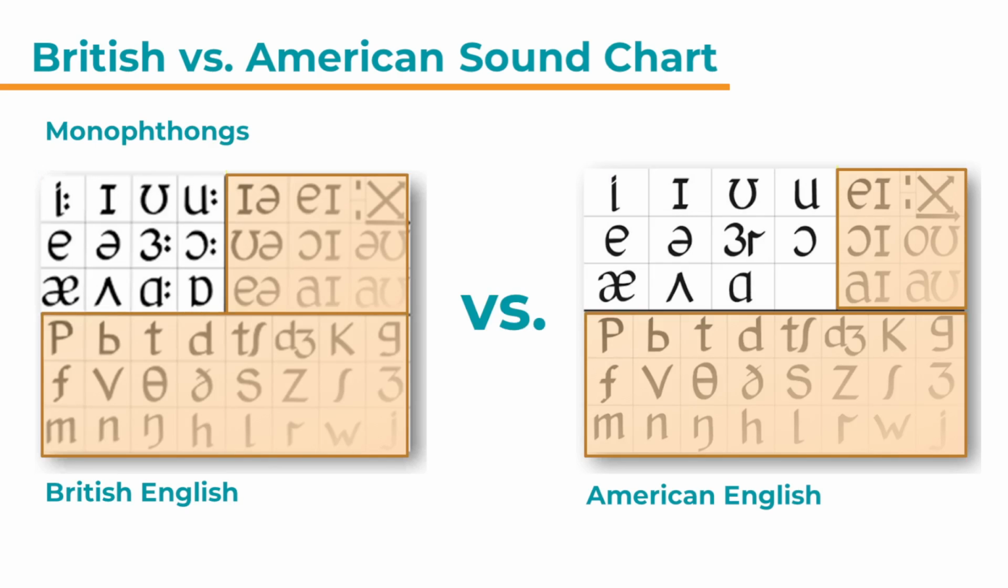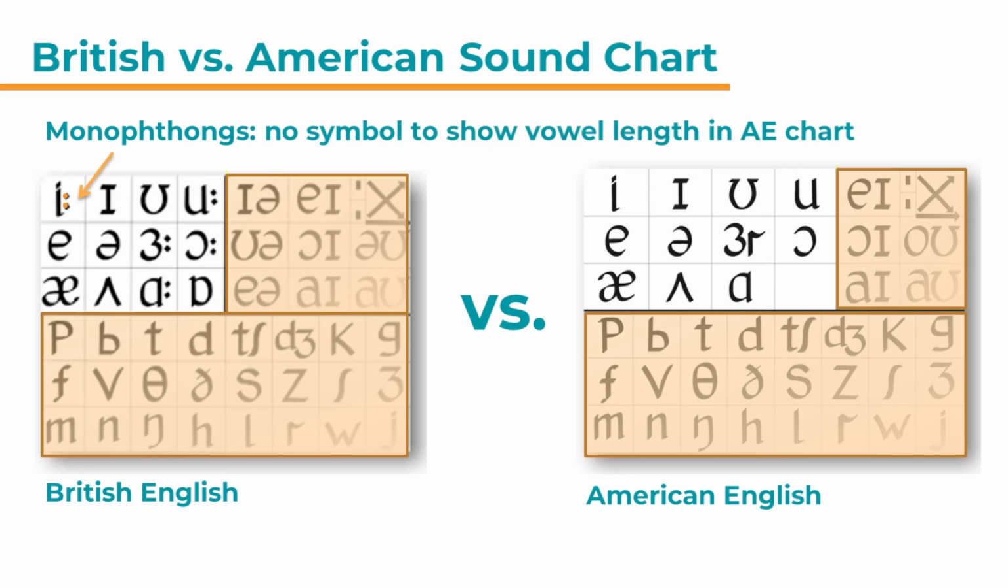So let's have a look at the monophthongs next. And if you quickly just compare the two, you'll notice a few differences. First of all, the British English chart has 12 sounds here, but the American chart has only 11. One of the boxes is empty, so there's one sound missing. Another difference is that the British English chart shows vowel length using the two dots, the colon. But that symbol is missing in the American vowel chart.